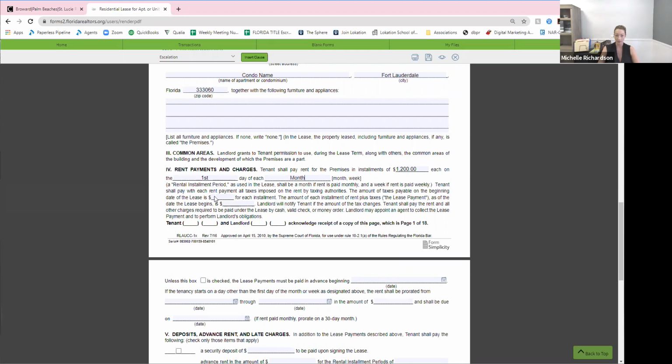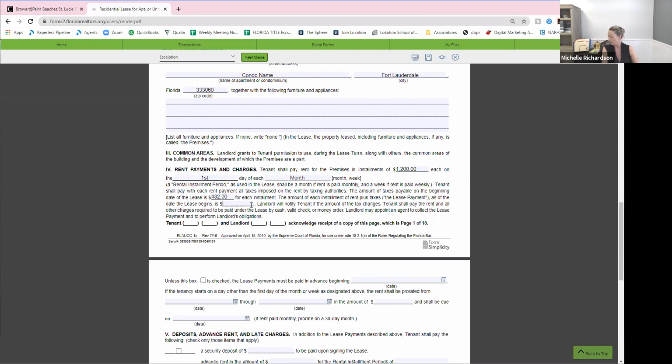So down here, it says, tenant shall pay with each rent installment all taxes imposed on the rent by taxing authorities. So the amount of taxes payable on the beginning date of the lease is, if you had a lease for 5 months, then you would add $1,200 times whatever the taxes are times 5 months, and you get the tax amount there. So say it was like $400 or something. Let's do the math here. $432.